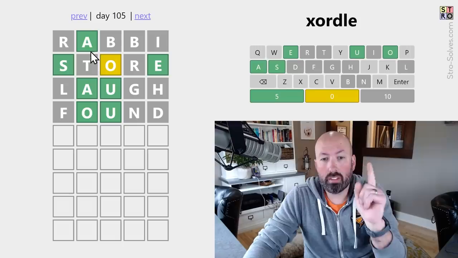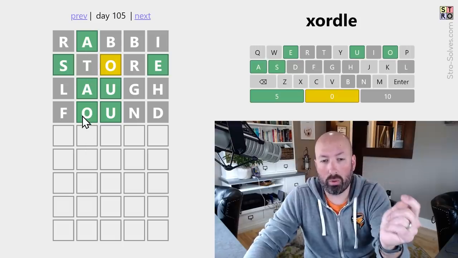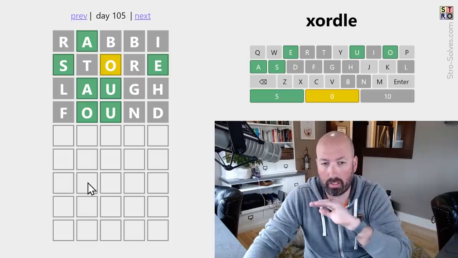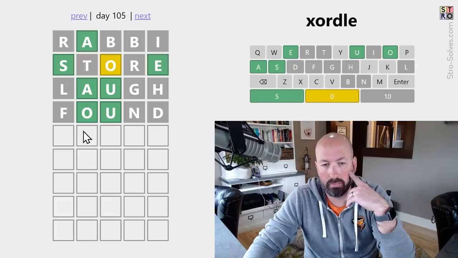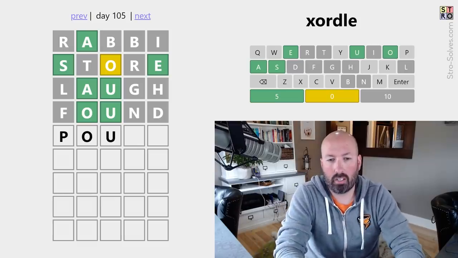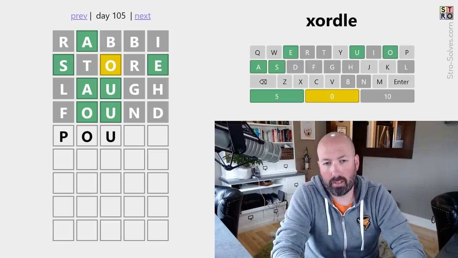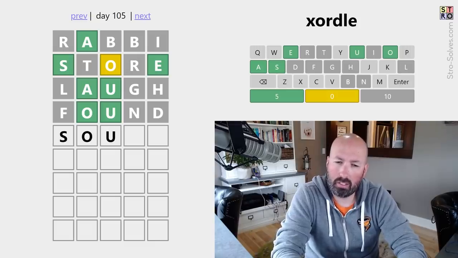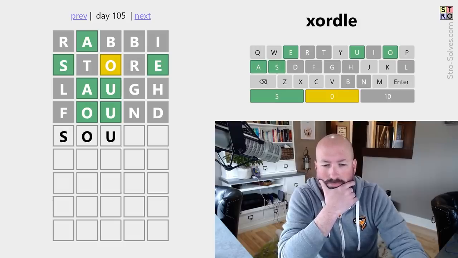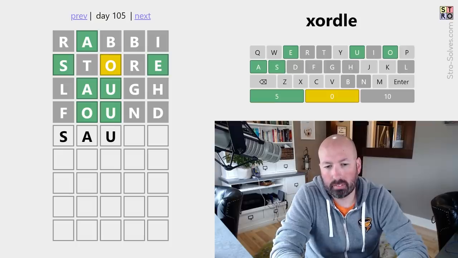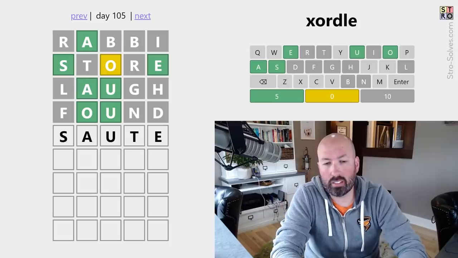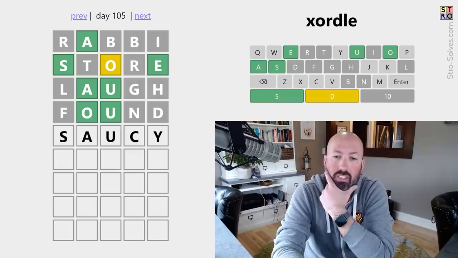Okay, so one thing we do know is the second letter is A and O in the two words. Because once you have two letters in the same column, there's no other options for that column anymore. Because there's just the two words. So it's not found. Now, we don't know if the A goes with the U or the O goes with the U, unfortunately. Maybe like... No, not south. If it's S-O-U, I don't think it's S-O-U. What about S-A-U? Saute? No, there's no T. Saucy could be it.